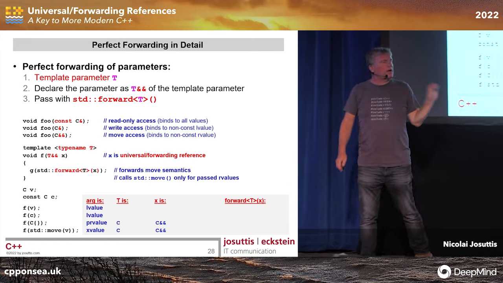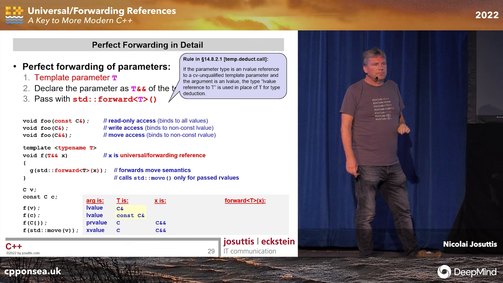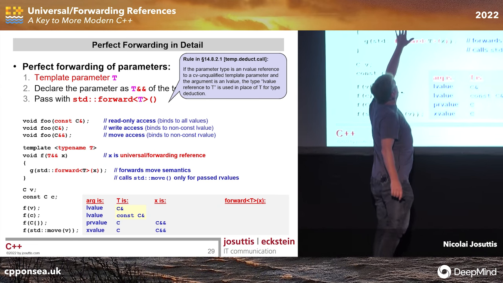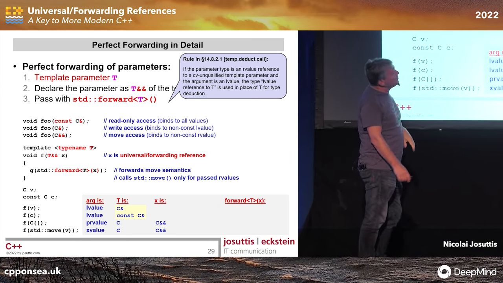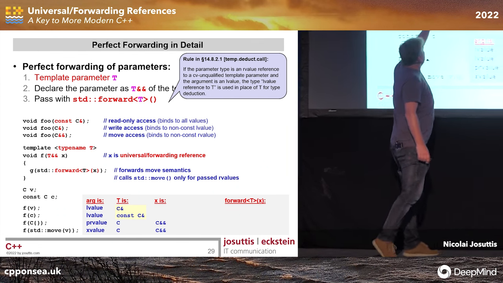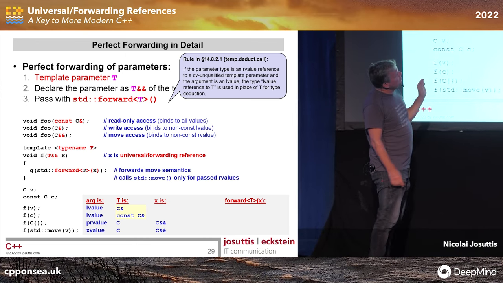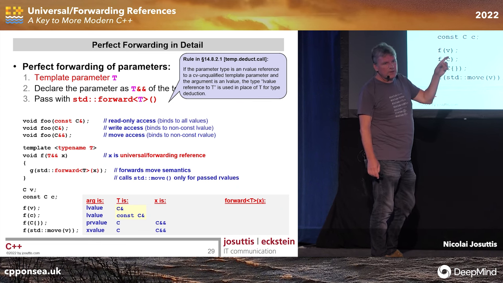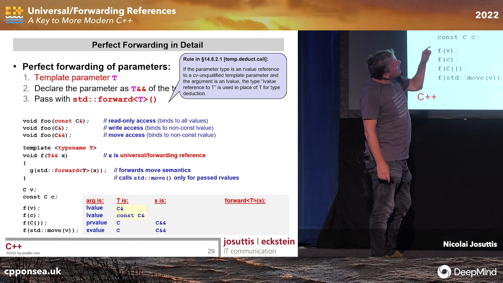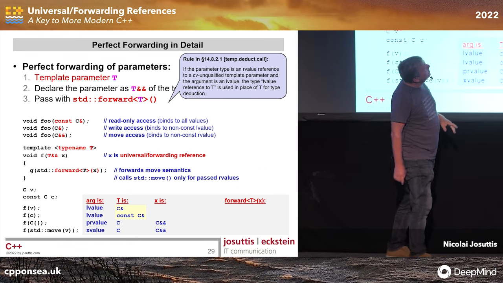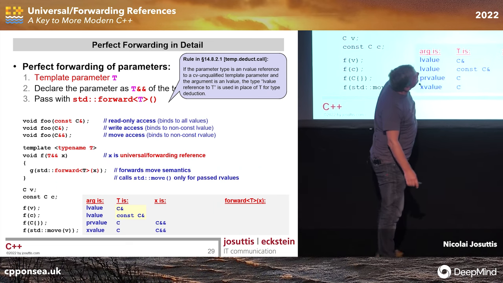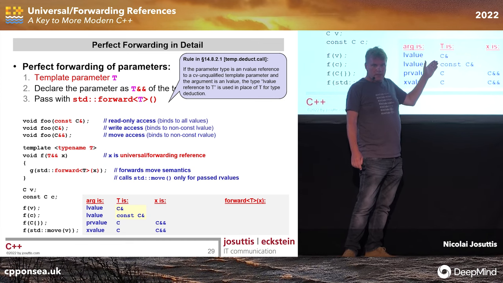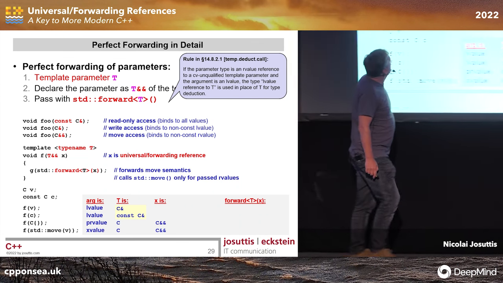By rule, if you pass an L value, there's a special rule in the standard. It says here, if the parameter type, we talk about this, is an R value reference to a CV unqualified template parameter, that is, to a template parameter which is neither qualified with const or with volatile, and the argument is an L value, that's what we have here, then the type of T is an L value reference to C. So the type of T is this. Okay? So, that's the type of T.